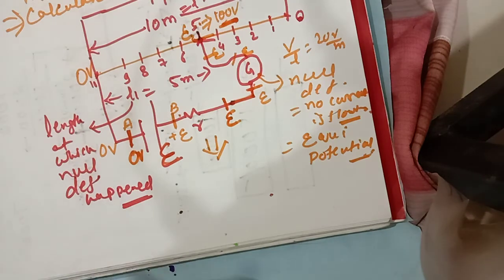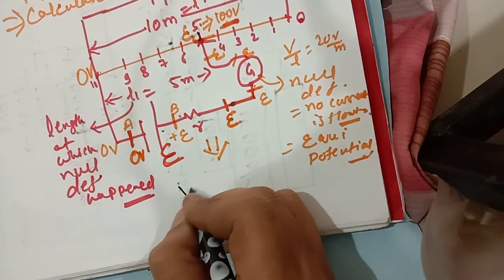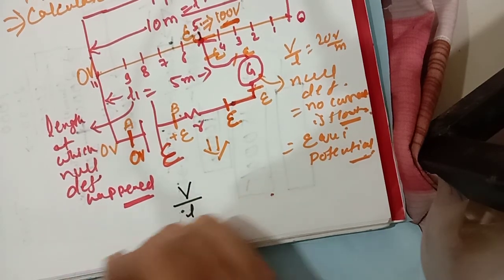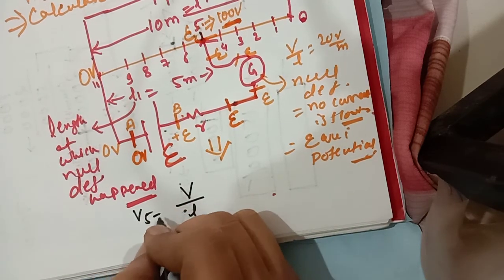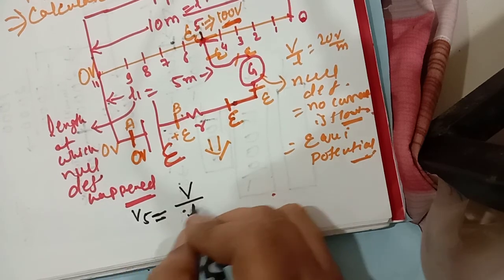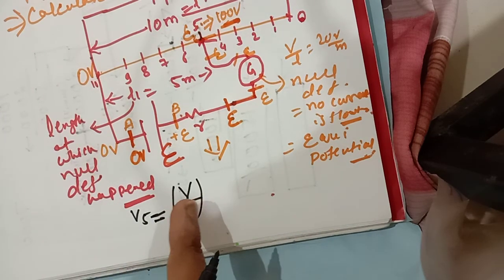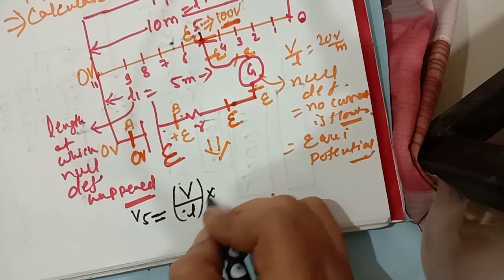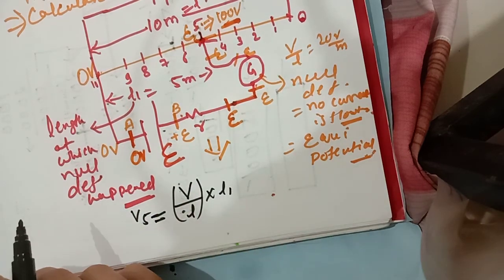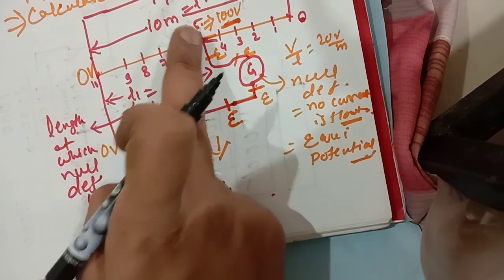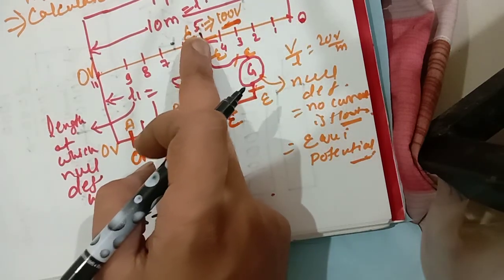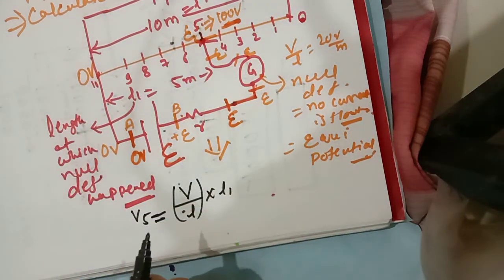How can we directly calculate it? We can directly calculate it by a simple thing. Suppose V by L is the voltage gradient, and we want V5. So V5 is the voltage gradient, the decrease in voltage per unit length, into that length. That much decrease will be there, and if that much decrease is there, that point will be at that potential. 100 voltage difference is there, that is 100 volts, right?